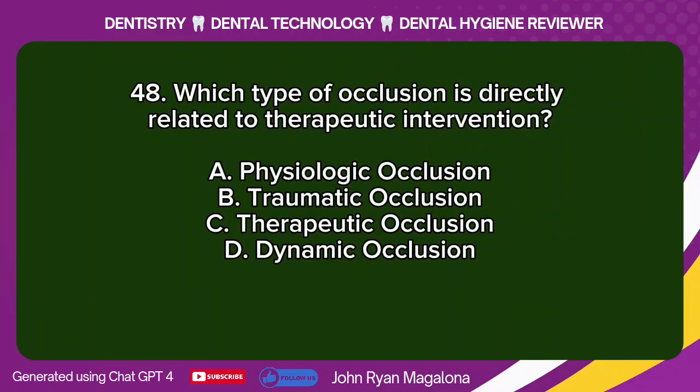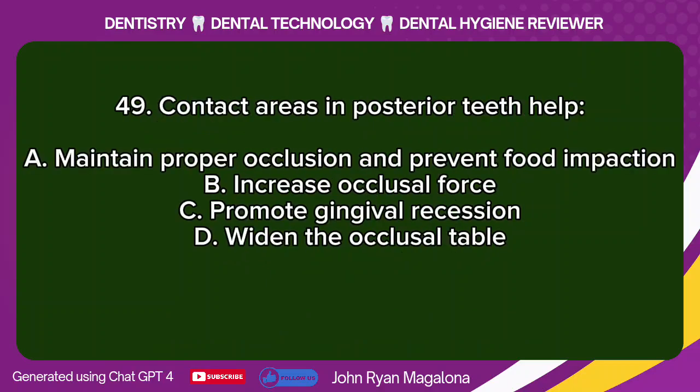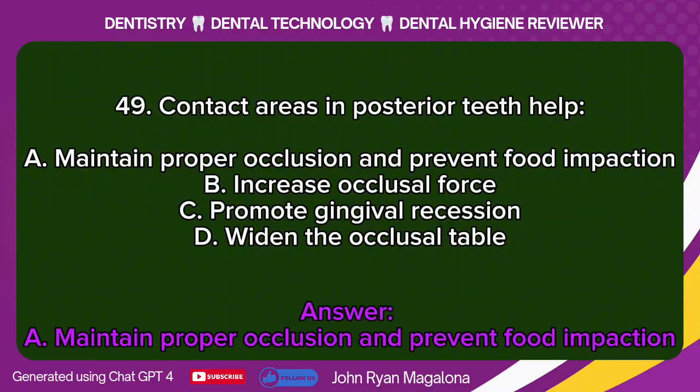48. Which type of occlusion is directly related to therapeutic intervention? A. Physiologic occlusion. B. Traumatic occlusion. C. Therapeutic occlusion. D. Dynamic occlusion. Answer: C. Therapeutic occlusion. 49. Contact areas in posterior teeth help: A. Maintain proper occlusion and prevent food impaction. B. Increase occlusal force. C. Promote gingival recession. D. Widen the occlusal table. Answer: A. Maintain proper occlusion and prevent food impaction.